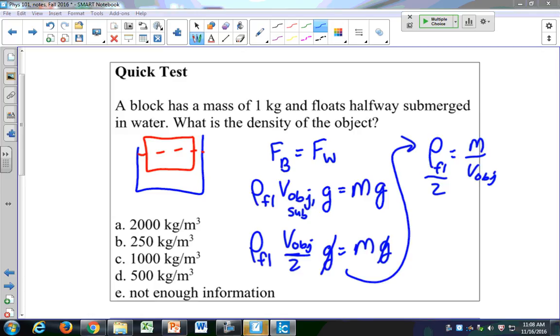So this follows from our Archimedes' principle. Again, starting, the buoyant force is equal to the weight. The buoyant force is this, rho V g, equal to m times g. My g's cancel. And then you realize that only half of my object is submerged, so that's where this over 2 comes from. And then I solve for the mass of the object over the volume of the object, which is the density of the object, which is 1/2 the density of the fluid.